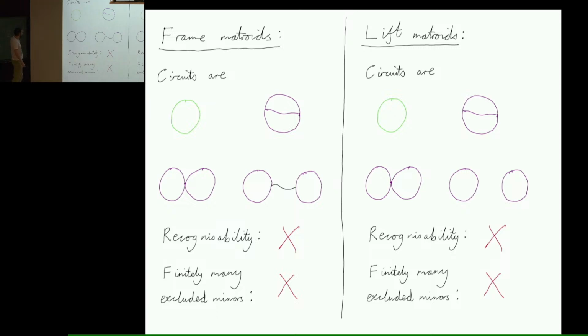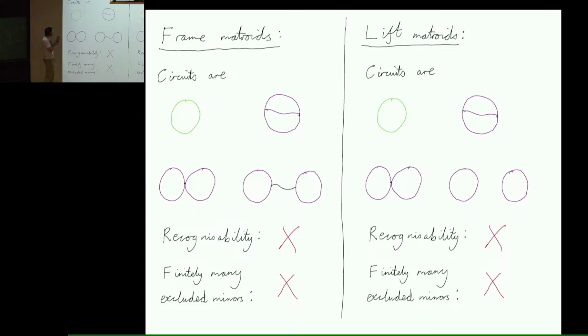And there are two very basic questions that we can ask about a class of matroids like this. The first is something that James mentioned in his talk, or almost mentioned in his talk, which is recognizability. Is there a polynomial time algorithm, given a matroid in this class, or given a rank oracle for a matroid, to recognize whether or not it's in this class? Right? That's the recognizability question. And then, does this class have finitely many excluded minors? And unfortunately, the answer for both of these classes of matroids, for frame matroids and for lift matroids, and for both of these kinds of questions, is no. And this was shown by Chen and Whittle.